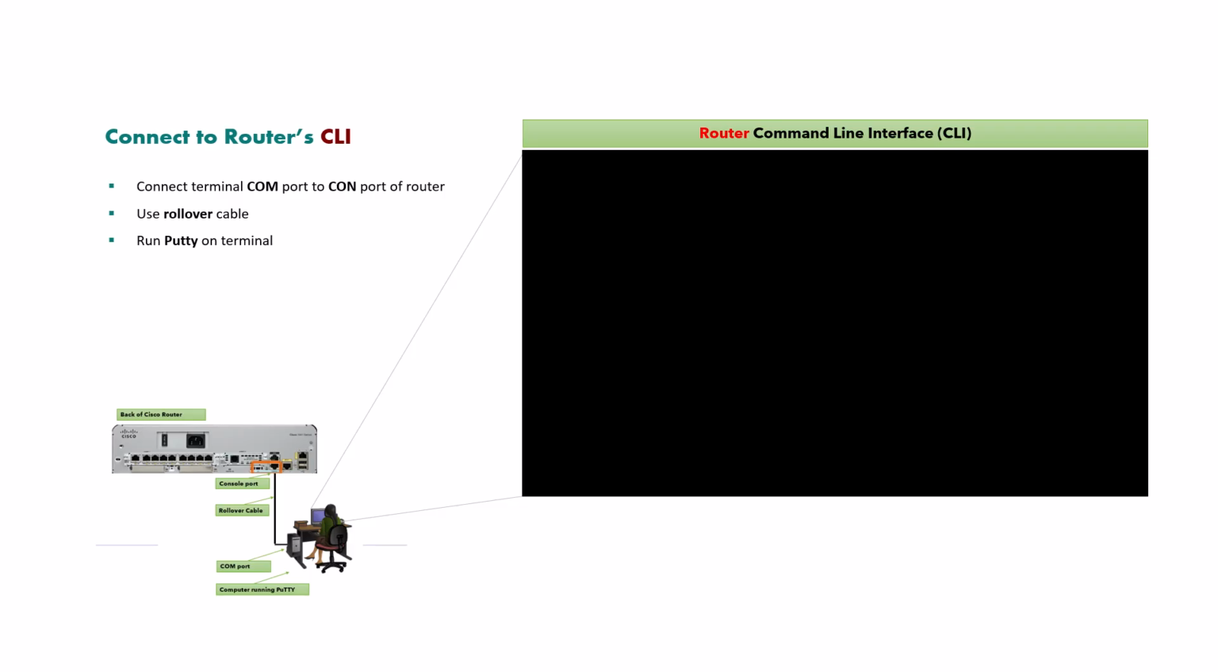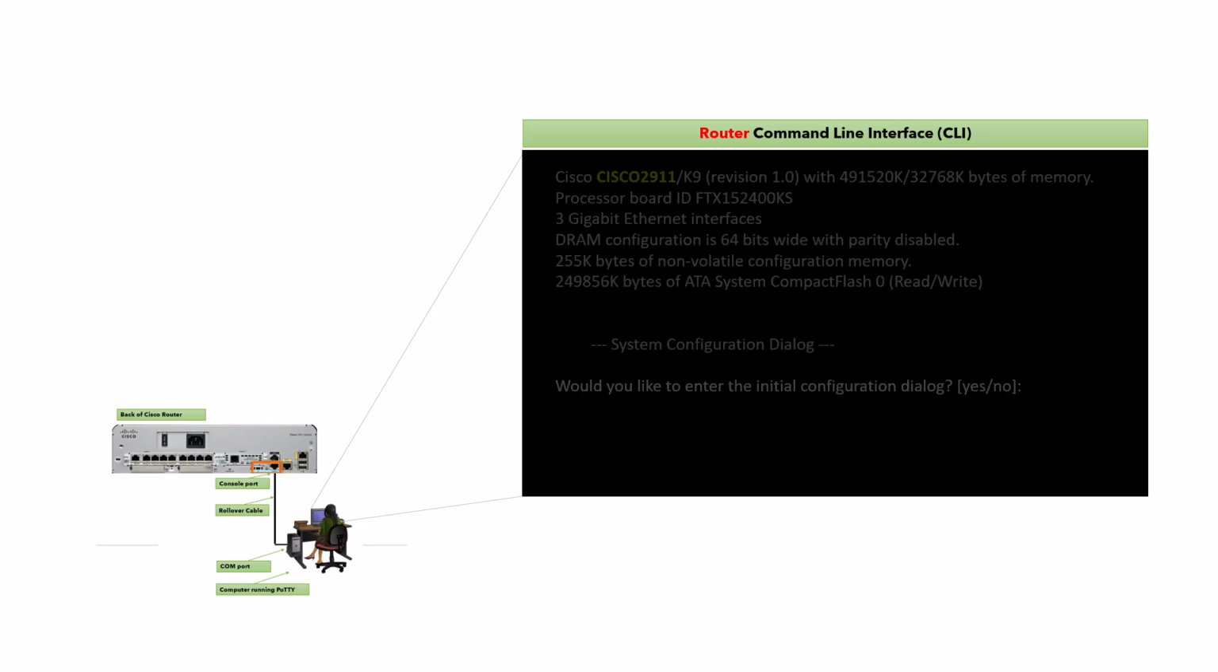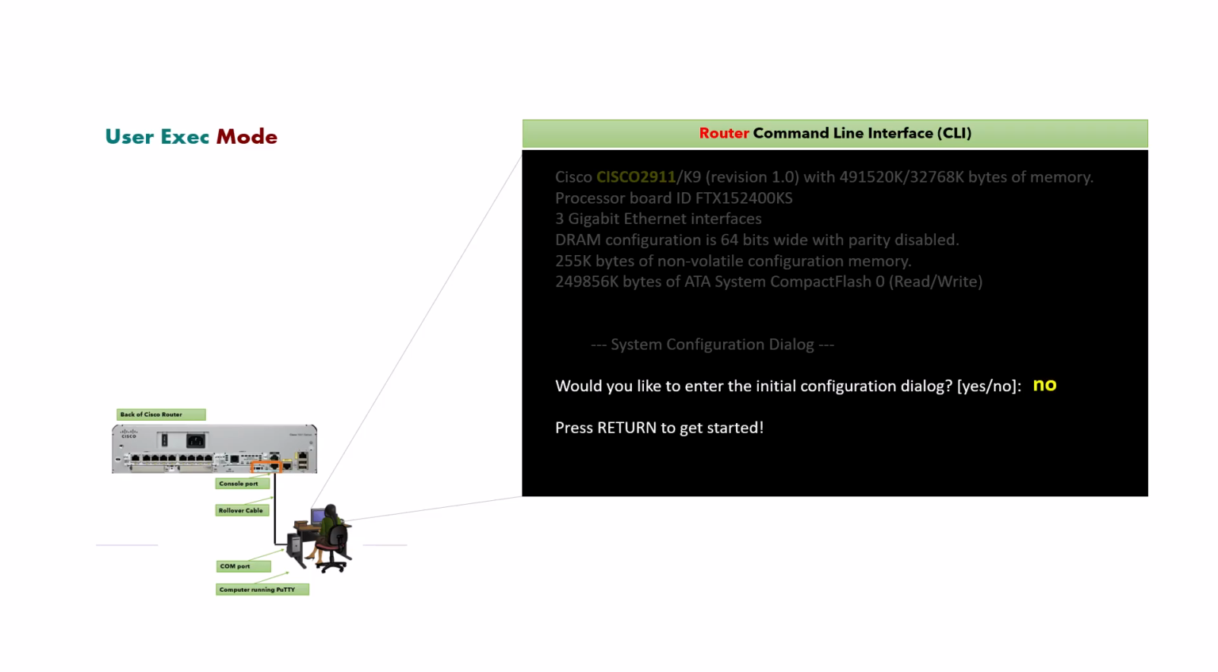When you turn the router on, you're going to see the message: would you like to enter the initial configuration dialog, yes/no. When you see the prompt, just type no and press enter. Then press enter one more time. You'll access the user mode of the router.